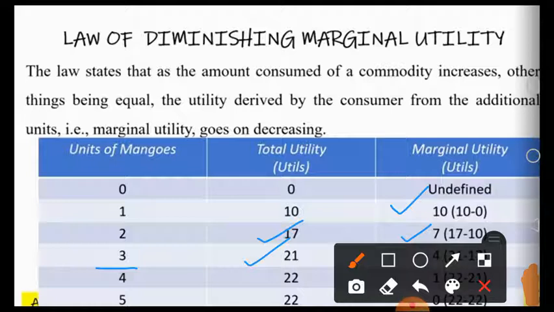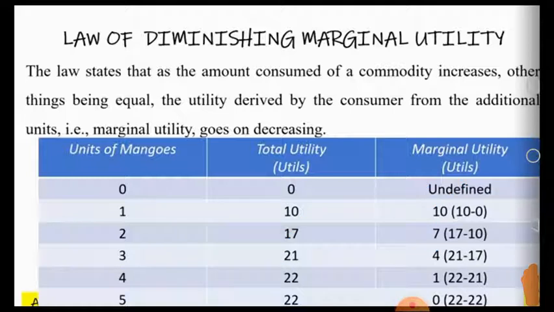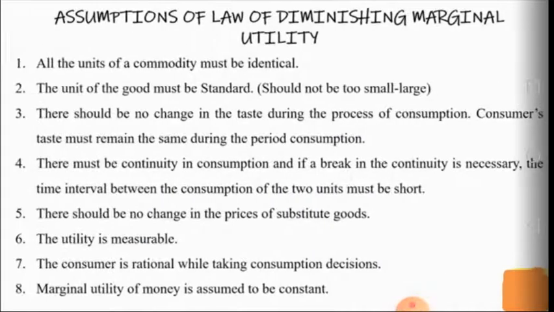You can see here that it has again started declining. If at the first level it was 10, the second should also have been 10, and the third also 10, but this is not applicable here. First level it was 10 MU, second level it was 7, third level it is 4, and so on. It is continuously declining. At the fourth level it is 1, and then it is 0. So it is proved, and we understood this law: as we consume more and more of a commodity, the marginal utility goes on diminishing.